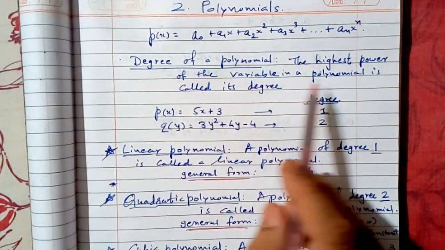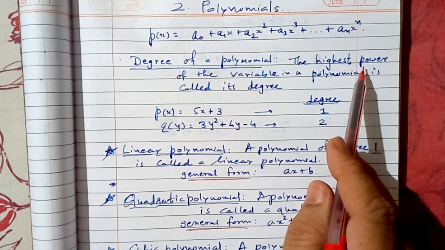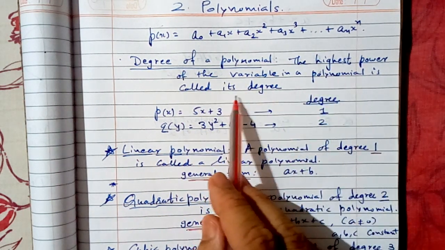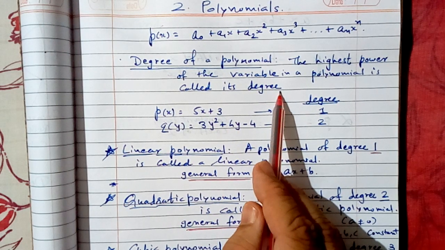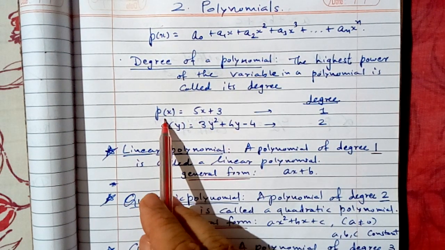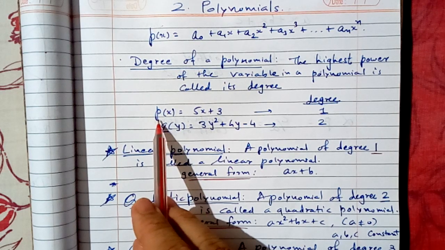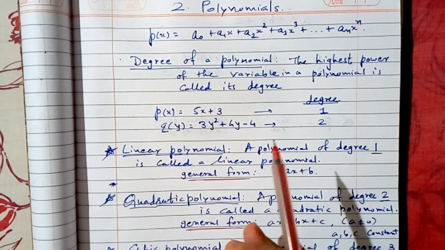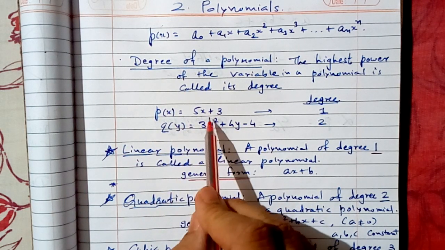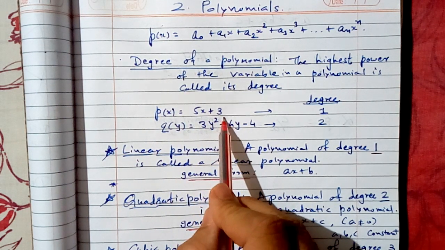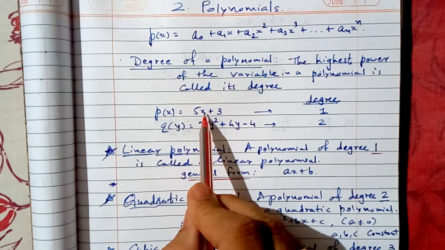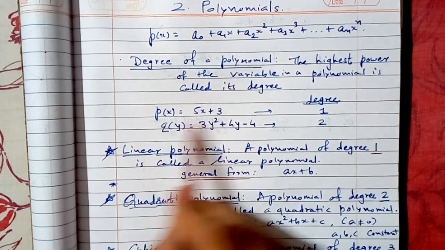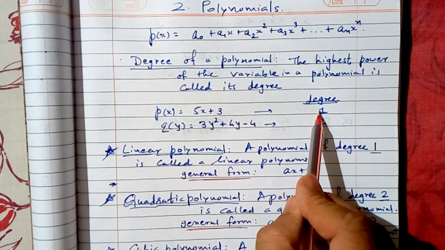Degree of polynomial. The highest power of the variable in a polynomial is called its degree. Here I have given one example, p(x). It is denoted by p(x), q(x), r(x). We know very well. Here p(x) equal to 5x plus 3. So here highest degree of variable x is 1. We can understand here, so degree of this whole polynomial is 1.